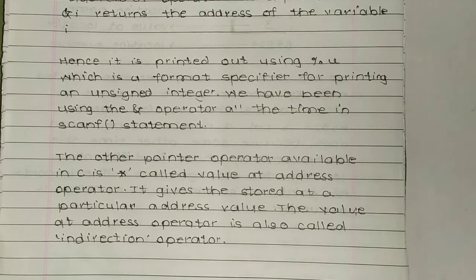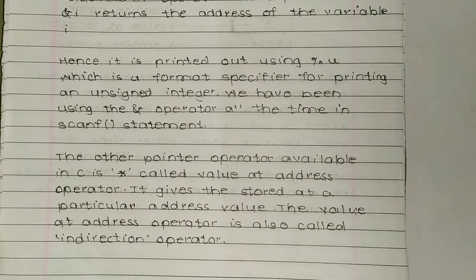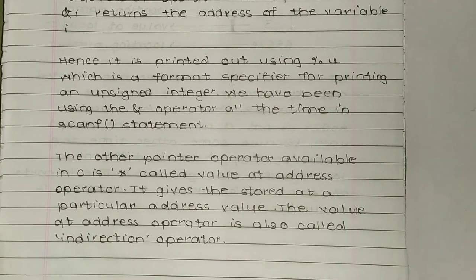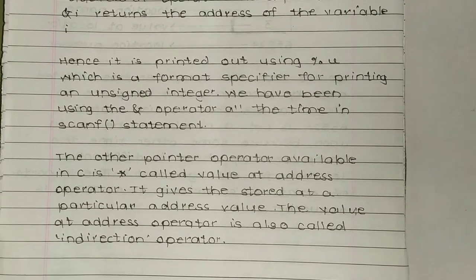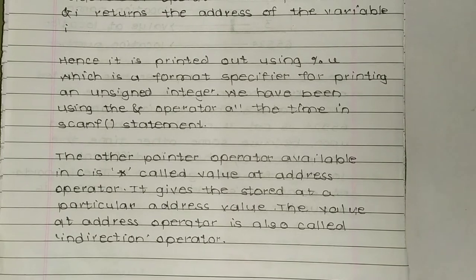We have been using the ampersand operator all the time in the scanf statement. So in the scanf statement we use the ampersand operator every time. The other pointer operator available in C is star, called the value at address operator. It gives the value stored at a particular address. The value at address operator is also called the indirection operator.